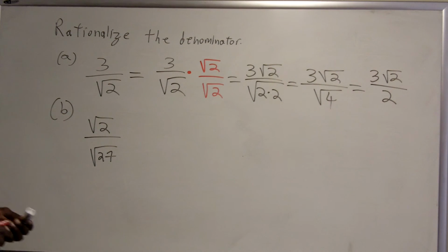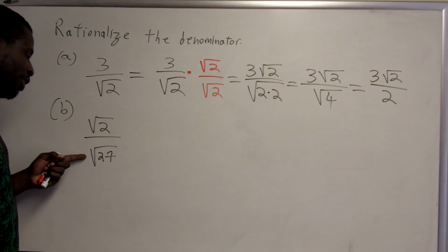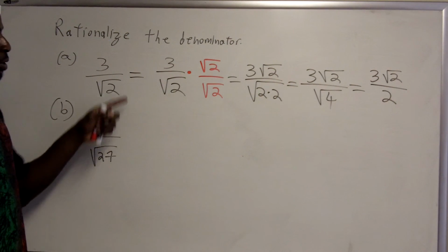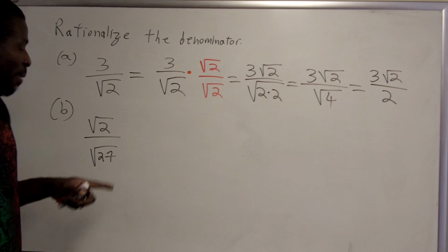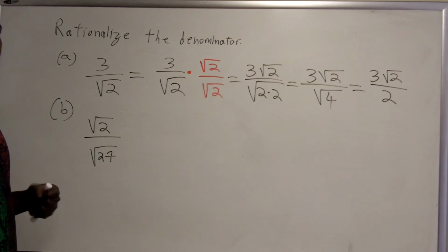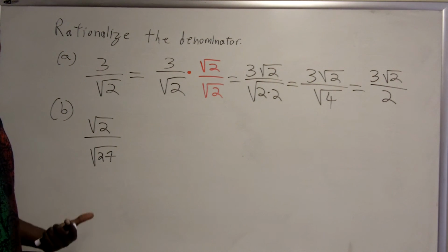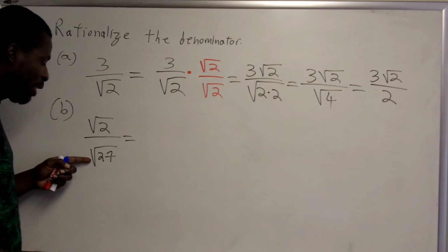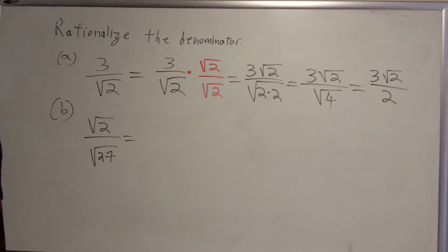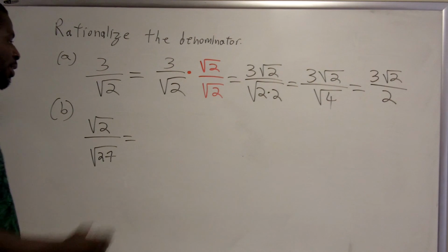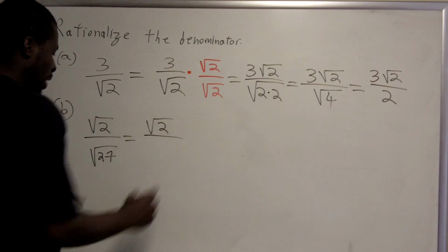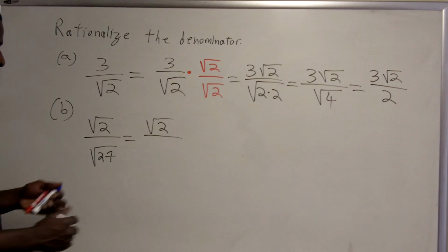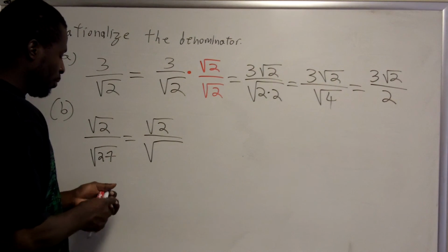All right, now this one is slightly different because the denominator is a larger number. You can go ahead and just multiply the top and the bottom by the square root of 27. That'll work, but you'll be working with much larger numbers. So the best thing to do is, before you start to rationalize the denominator, simplify the denominator first. Simplify the radical that's down there. You'll get the square root of 2, and the perfect square that goes into 27 is 9.